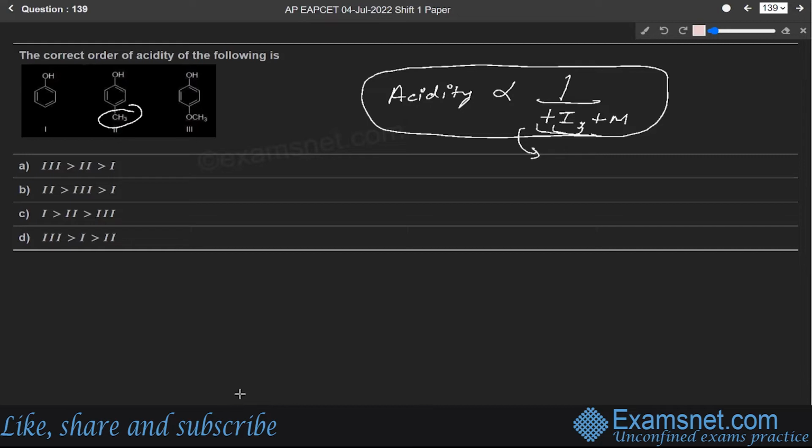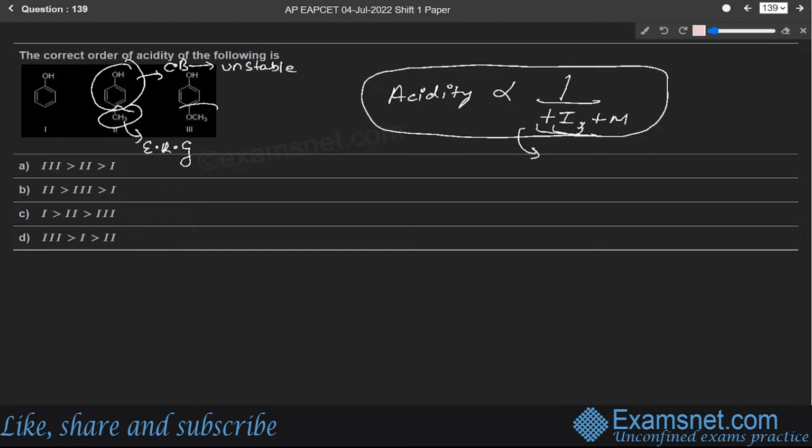The +I effect would be shown by this. So this will release some electrons, so our conjugate base would be highly unstable. CH3 is an electron releasing group, the one which is releasing electrons. So when somebody is releasing electrons to phenol, they are making it unstable, right? So the conjugate base is becoming unstable.